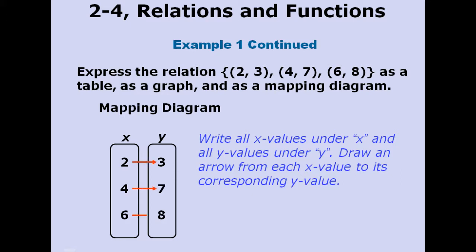Now I saw a bunch of you draw all of that stuff in there with the exception of the little boxes around the X's and Y's. That's good. So go ahead and box them if you haven't done that. Put your little bubble around them. All you're doing is listing all your X values in one box, all your Y values in another, and showing how they correspond. 2 goes to 3, 4 goes to 7, 6 goes to 8.